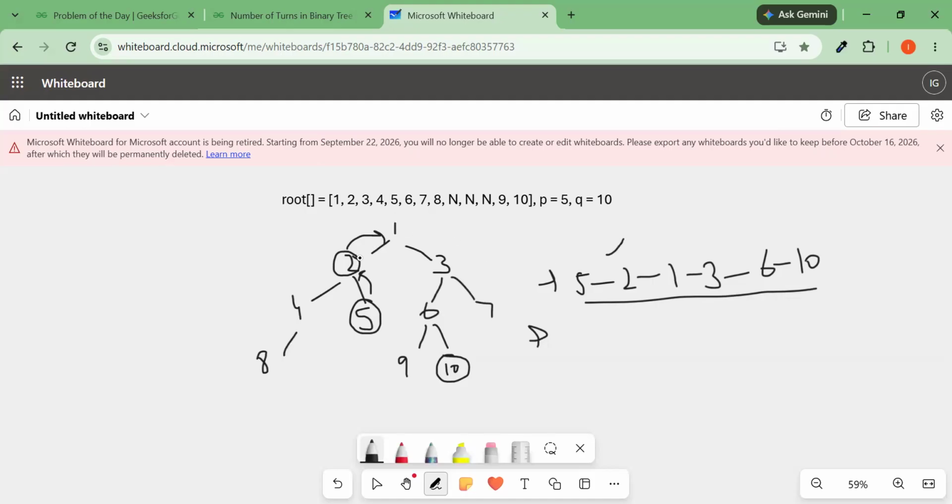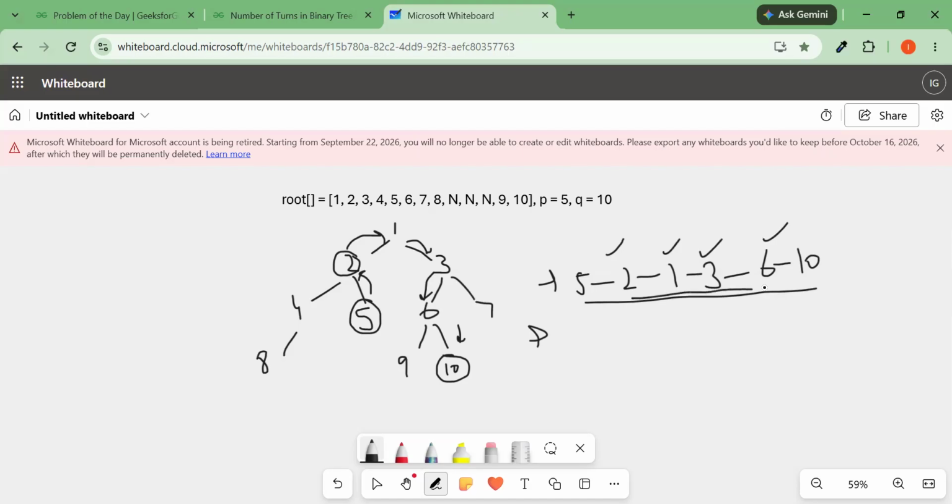From 1, same: one value is coming from the left, but I'm going in the right direction. It means there is a turn at 1 also. Standing at 3, I am coming from the right, I am going to the left, so there is a turn at 3 also. Standing at 6, I am coming from the left, but I'm going to the right, so there is a turn at 6 also.